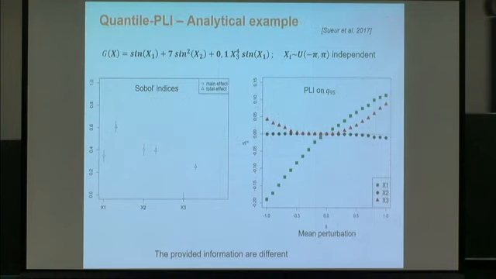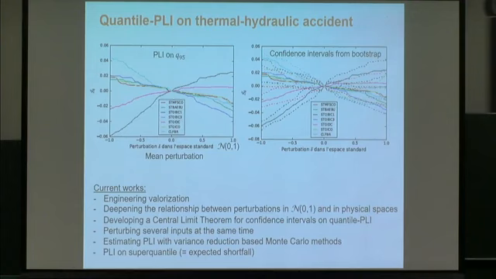So the result of this kind of index is some curve. In abscissa, you have the degree of perturbation, and each curve is the perturbation of a particular input. So this is our current work, and we try to apply this on some thermal hydraulic simulation of an accident.